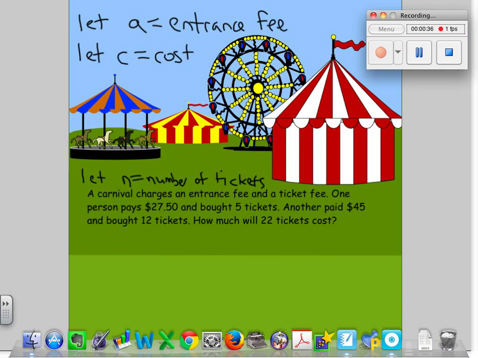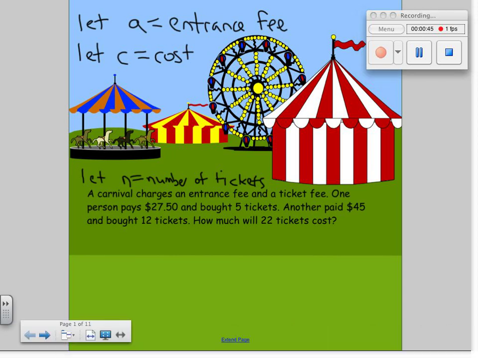It says basically we got the number of tickets. That's what I've listed right here, N equaling the number of tickets that have been bought. Now up here we have the entrance fee and the cost, C being the cost. Basically this is a linear equation. One way to think about it is it's sort of like y equals mx plus b, except this part is the b, because that's the y-intercept. This part is the y, the dependent variable, and this is the independent variable.